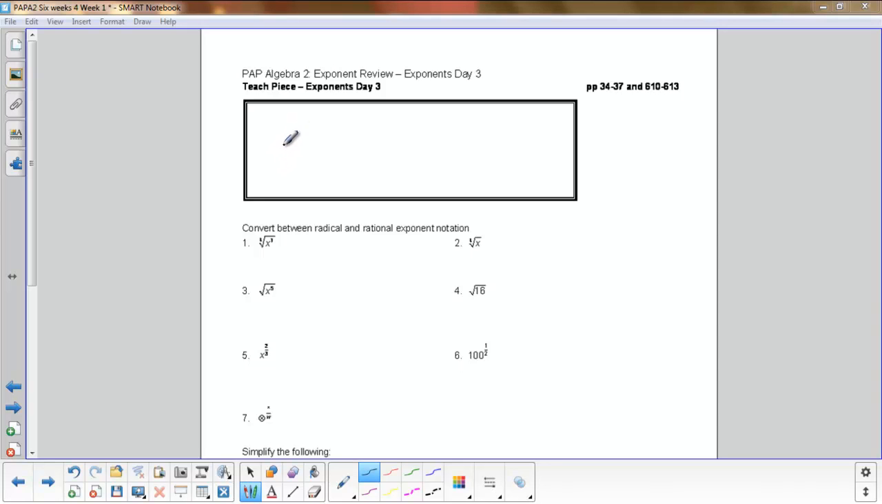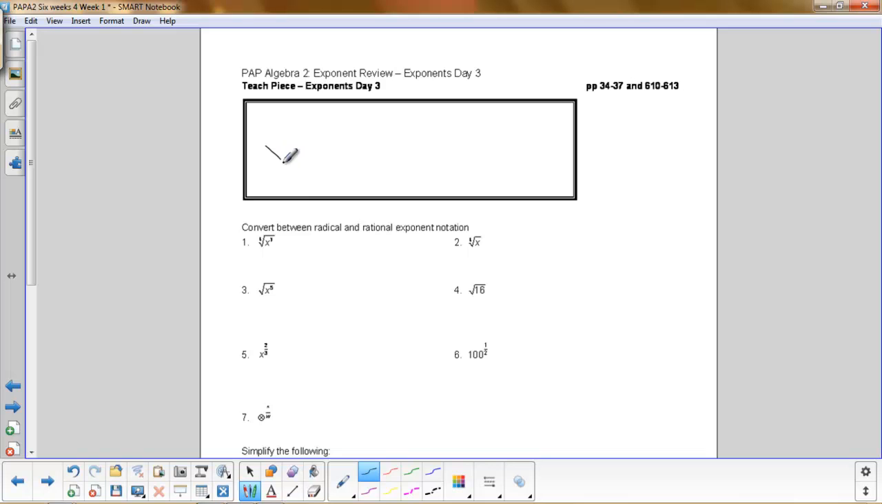In order to be successful on day 3, we have to utilize a switch from rational exponents to radical form. Rational exponents are fractional exponents, and of course your radical is here. There's a relationship between the exponent and the radical itself, and that relationship is symbolized here. The numerator of the fraction stays on the exponent. The denominator of the fraction becomes the index value of the radical.